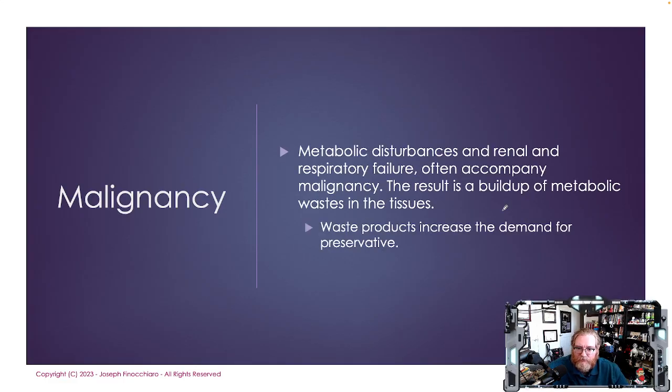Metabolic disturbances and renal and respiratory failure often accompany malignancy. The result is a buildup of metabolic wastes in these tissues. Waste products increase the demand for preservative. The more garbage there is, the more preservative you need because it's going to react with the body tissues as well as the tissue wastes.